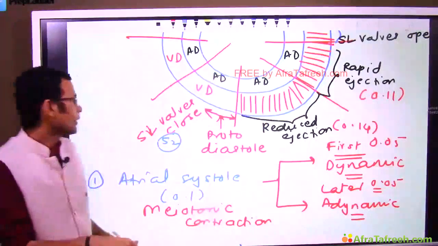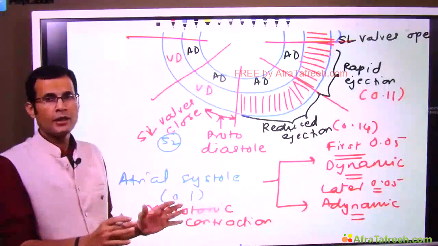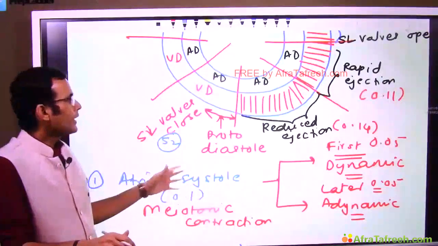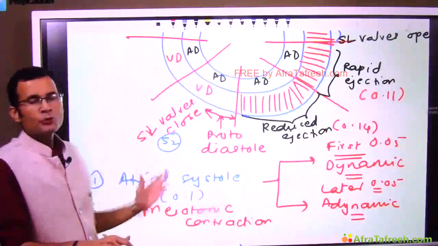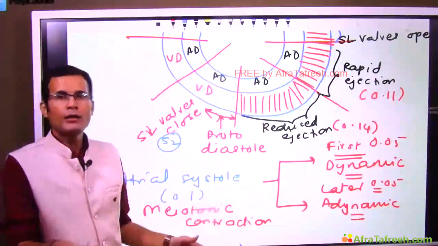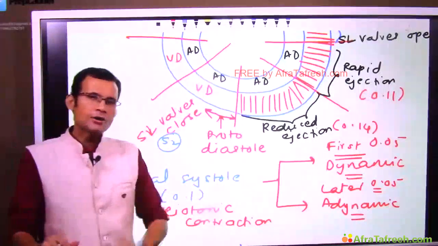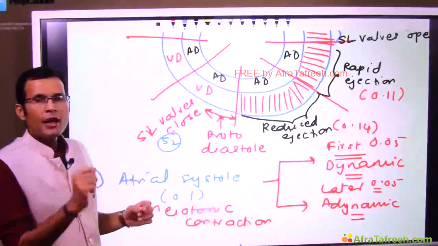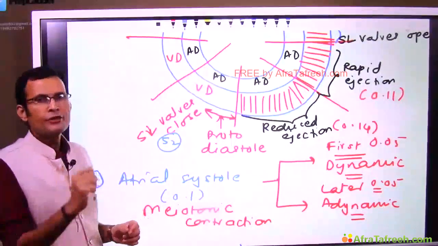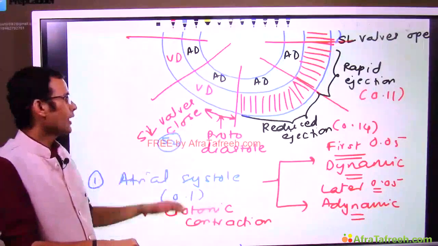Second heart sound. So, we know two things about the second heart sound. It is produced at the onset of ventricular diastole and it is produced by the closure of the semilunar valves. Now, I had asked you the question at the start of this discussion. Second heart sound occurs in which phase of the cardiac cycle? And the answer is protodiastole.